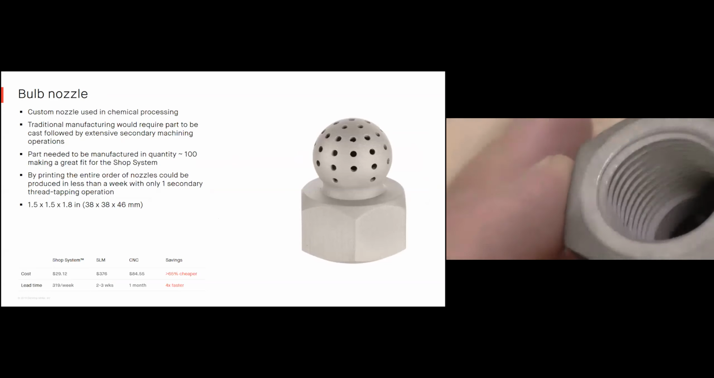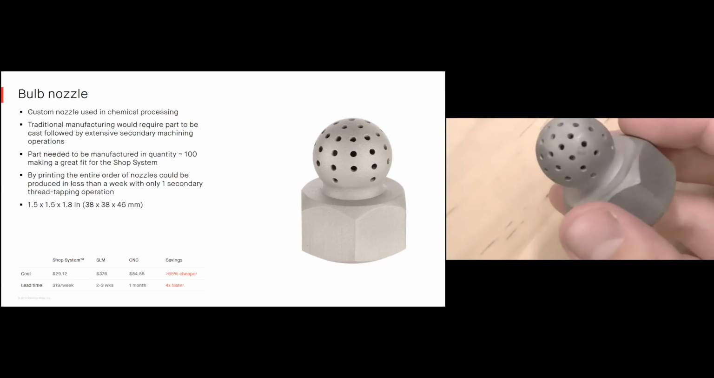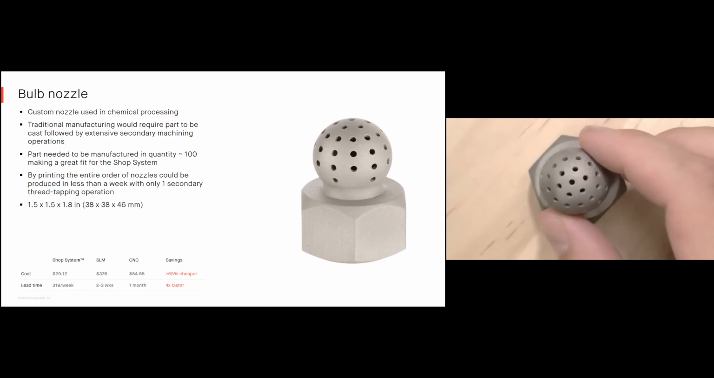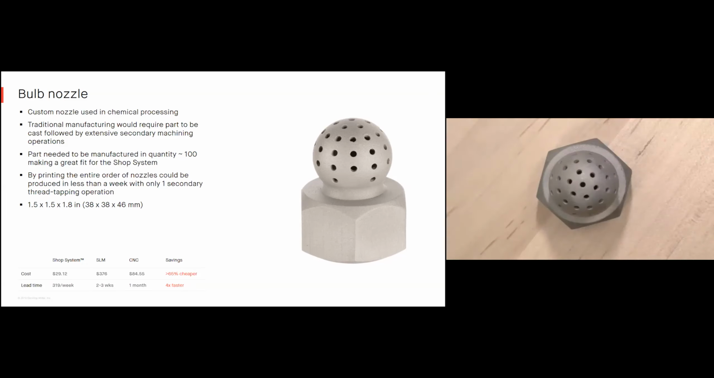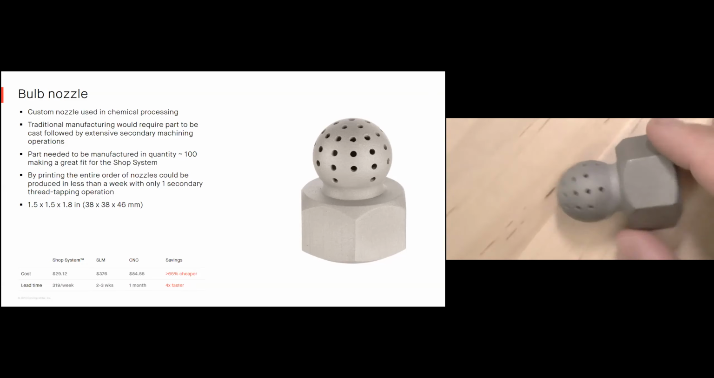Shop system, each one of these can be produced for about $29, about 319 of these per week. SOM, which is that powder bed fusion process, was going to be about $376, taking 2 to 3 weeks. And CNC machining was about $84 after the casting process and taking about a month. So huge cost savings, huge lead time savings, as we've seen a lot today.